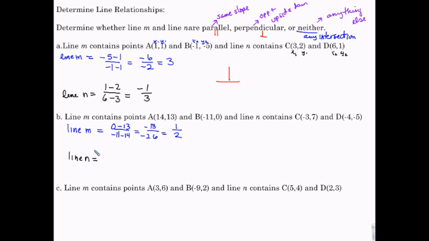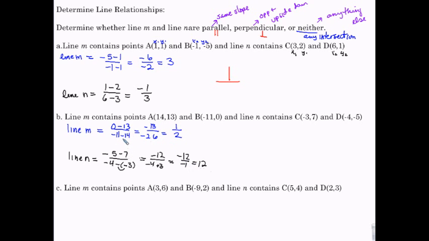Line N, I have negative 5 minus 7 over negative 4 minus negative 3. Don't forget, if you're subtracting a negative, it becomes positive. So I'm going to get negative 12 over negative 1, which is just a positive 12.